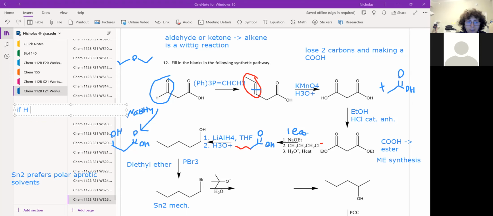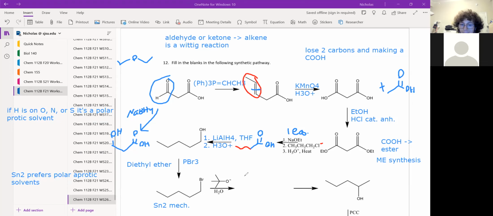So if H is on oxygen, nitrogen, or I think sulfur is the other most common one, it's polar protic. And if there's not any of those, then it's aprotic. Okay.